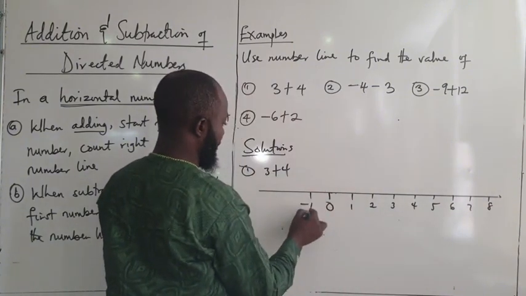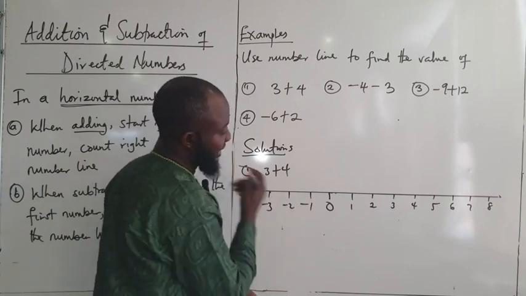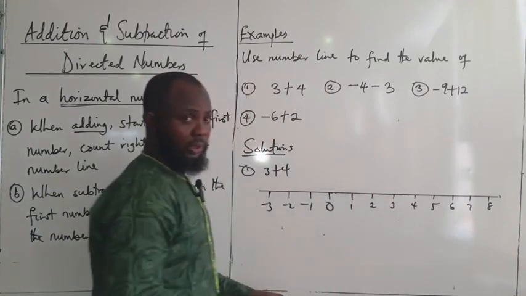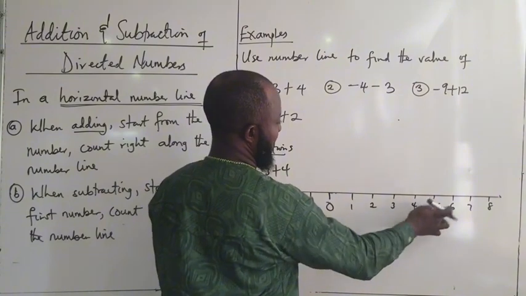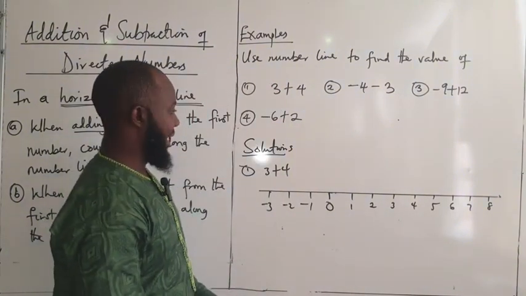Then the negatives: minus 1, minus 2, minus 3. You will notice that we have equal space between the numbers. You're not going to write 1 here, then 2 here, then 3 somewhere else. No, you would not be using a good scale in that aspect.